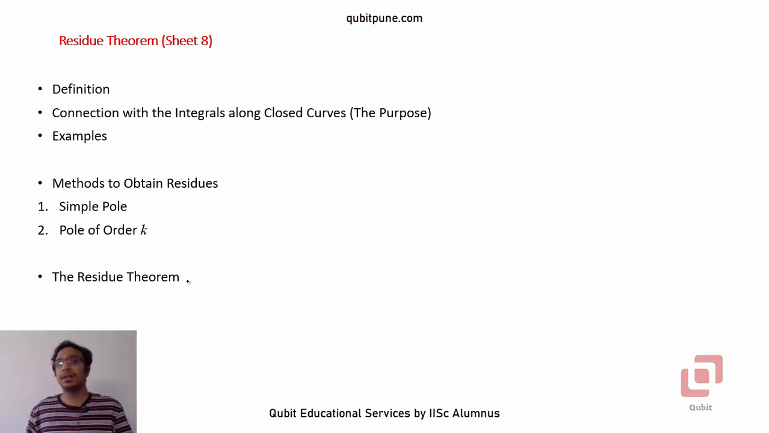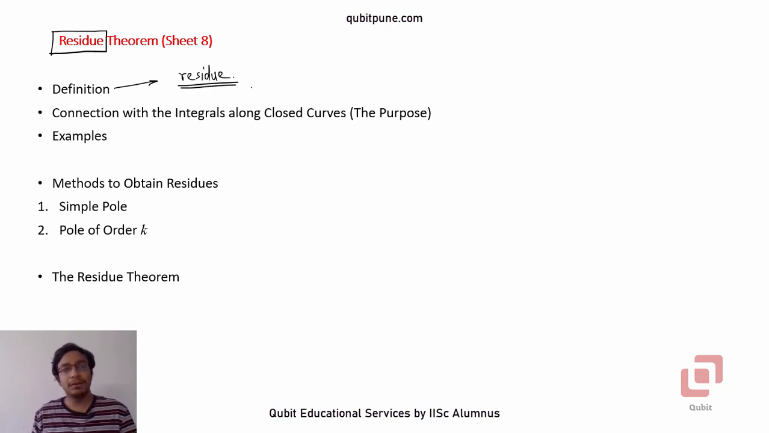So the thing that we are going to see today is the theorem of the calculus of single complex variables, and that is the residue theorem. We are not directly going to state the theorem. We are first going to define the residue, and then we will see how the residues are connected with integrals along closed curves, and then of course we will see examples to calculate the residue.